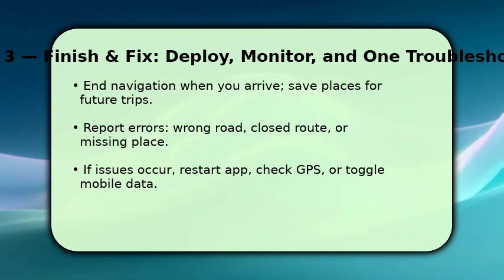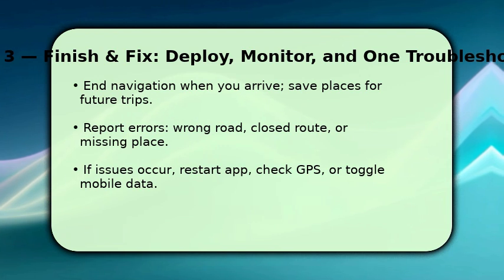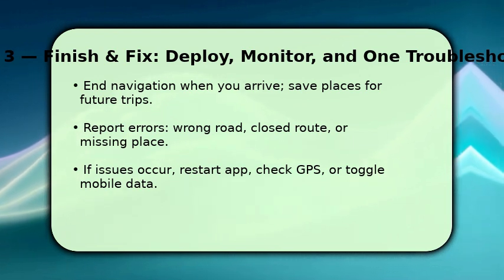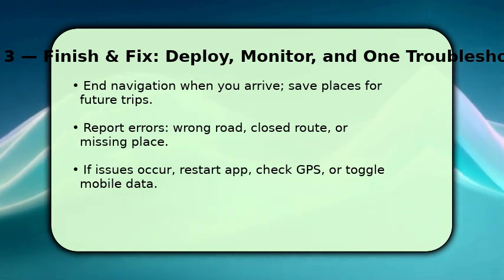When you arrive, tap End to stop navigation and optionally save the place for future use. That helps next trips. If maps show wrong roads or closures, report the issue using the menu so data improves, or edit saved places to correct addresses.